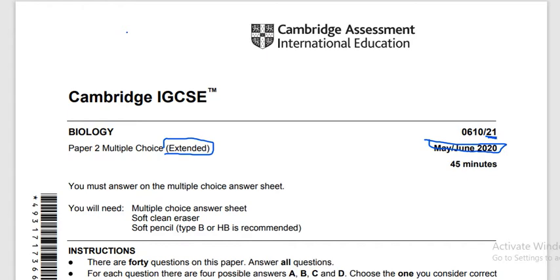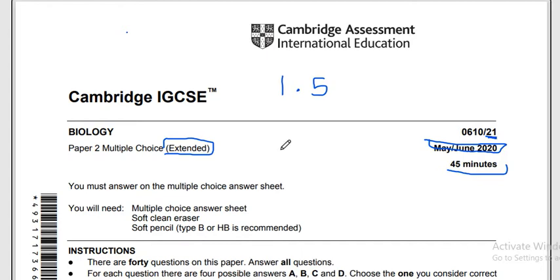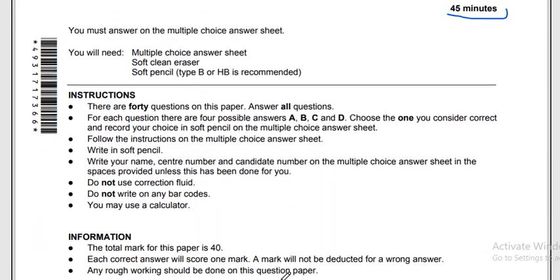This paper is actually a 45-minute paper, and it has a syllabus weighting of 1.5. So it's actually one of the most important aspects in your quest to achieve an A-star grade in IGCSE biology. So without wasting so much time, let's go through these 40 questions within the shortest possible time. So, question number 1.